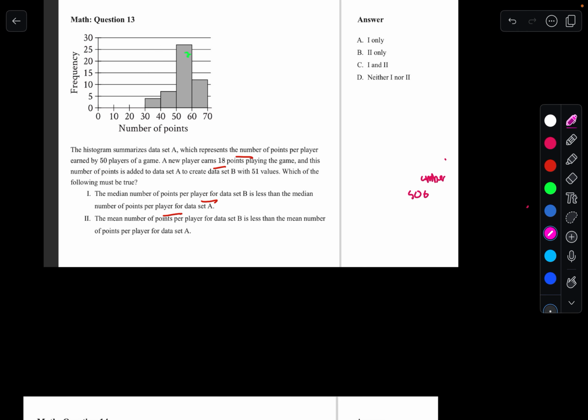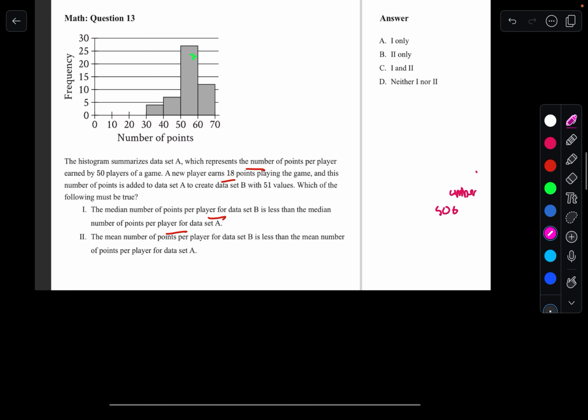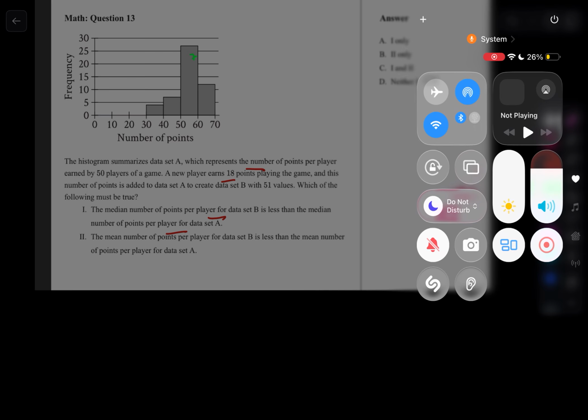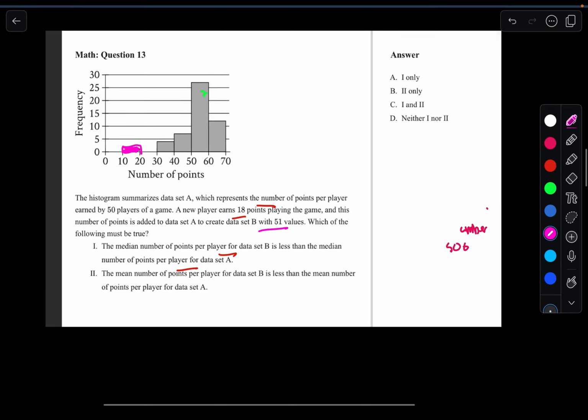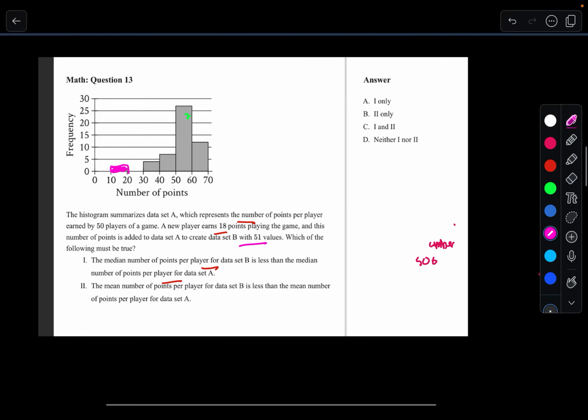This one is pretty hard, definitely, but it's actually pretty easy if you think about it. We can just solve it through each option. There are 50 players right here, and a new player earns 18 points playing the game. So there's a new data point added right here. We can just draw it right here. I'll just start by pretending that there's one right there. And now let's start. The median number of points per player for data set B is less than the median number of points per player for data set A.